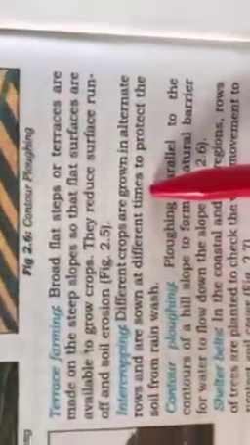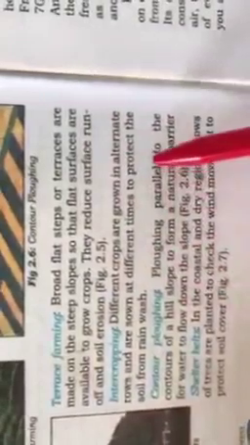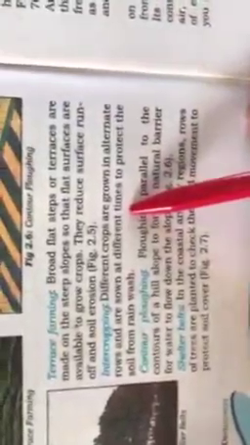Intercropping. Different crops are grown in alternate rows and are sown at different times to protect the soil from rainwash. Intercropping means that on a piece of land, we are growing different crops in alternate rows, sowing the different crops, which helps in protection from rainwash.